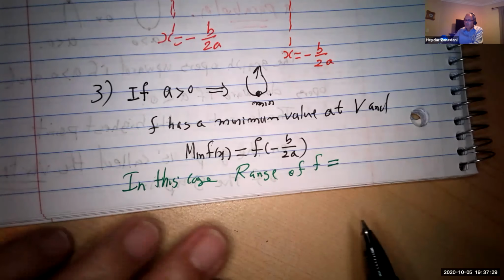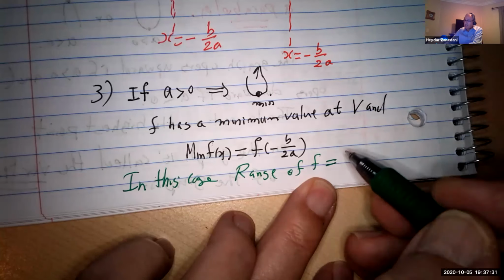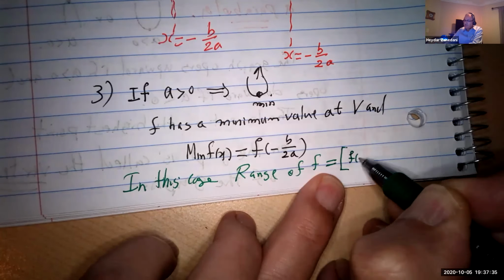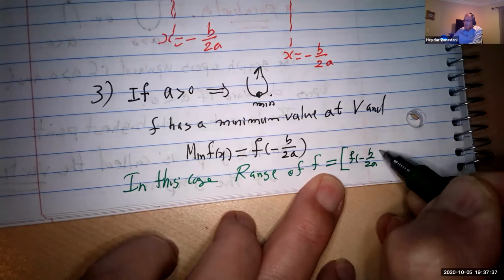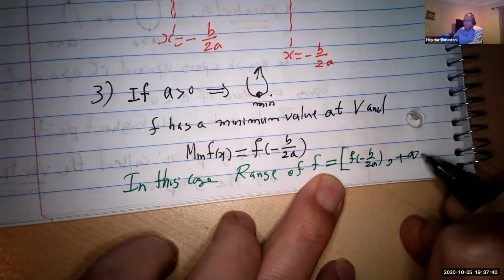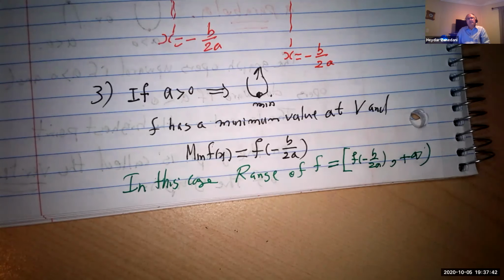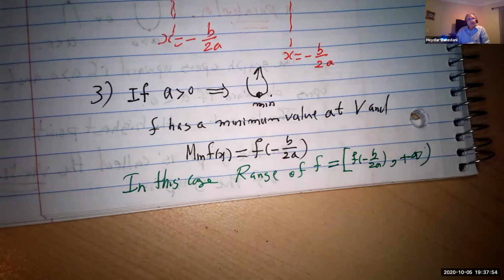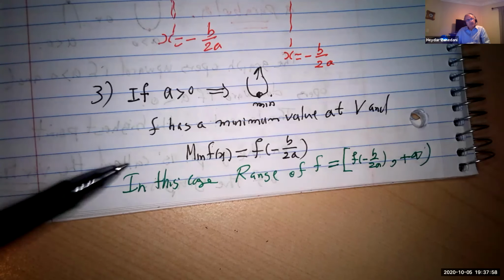So in this case, the range of the function is the closed interval from f of negative b over 2a up to positive infinity. That's the minimum. If the minimum value is 5, the value of the function is 5 up, 5 up forever. So 5 and positive infinity, because this is the bottom, the bottom on the y-axis. Okay, any question? So that's a crucial part of the problem.